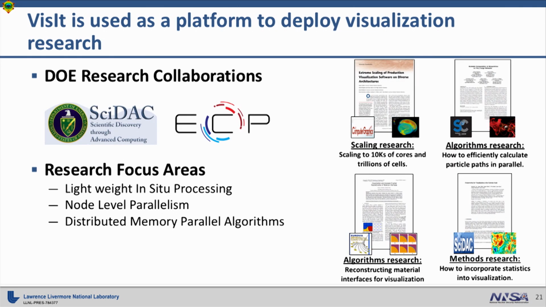And another thing VisIt's been used for is to deploy research from the visualization community to users. In particular, the parallel streamline, pathline infrastructure was really developed and researched to help the fusion community, people doing tokamak reactors and things of that nature. And that's been handed to scientists through our tool. So that's something we're proud of.